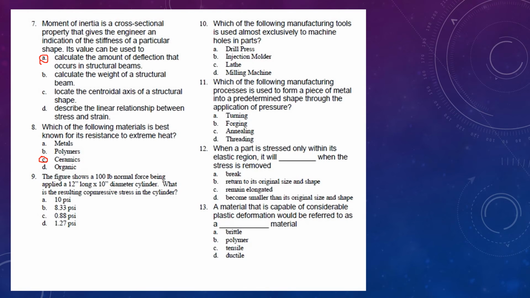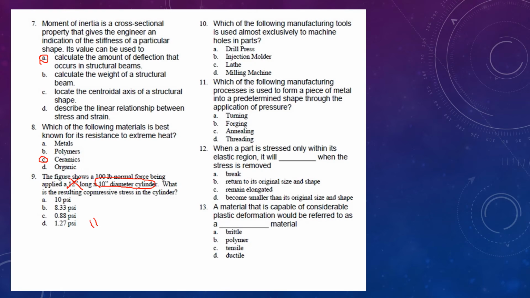Number 9 shows a 100-pound normal force being applied to a 12-inch long by 10-inch diameter cylinder. What's the resulting compressive stress in the cylinder? To find this, you're going to have to first and foremost find the area. The area of a round object is pi r squared. So you need to look at the number right here. This says 10-inch diameter. You're not even going to worry about this 12. That's just in there to throw you off.